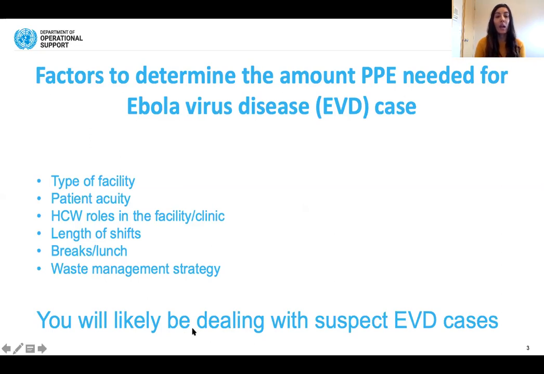And I think it's important to highlight here that you're going to be dealing with suspect EVD cases for the most part. And as we know, Ebola and other infectious diseases such as COVID and others might present with things like just fever. And so you really have to be careful that you're considering your broad differential diagnosis, which is why the standard precautions are so important. You have to treat every patient as if they could have an infection, and then you need to decide what that infection may be.